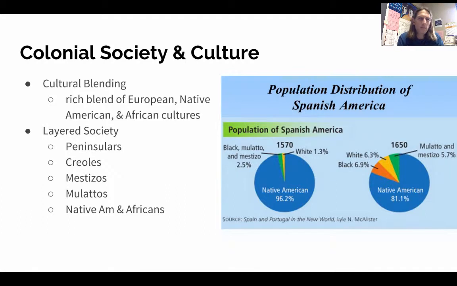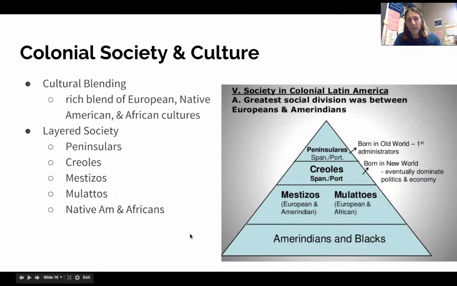So if we look at this cultural blending, what was colonial society like? It ends up creating this really unique culture of European, Native American, African American. Some parts of Latin America have a tremendous amount of culture because of those three things coming together. But one of the other, probably more important things, at least for down the road, is the social pyramid that gets set up.